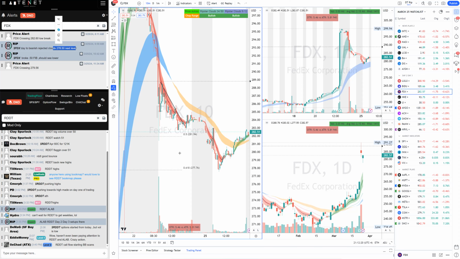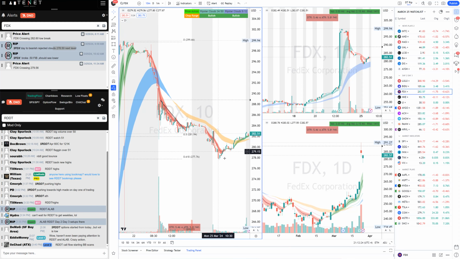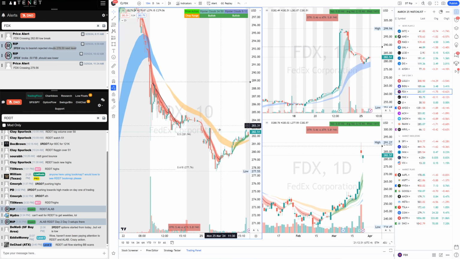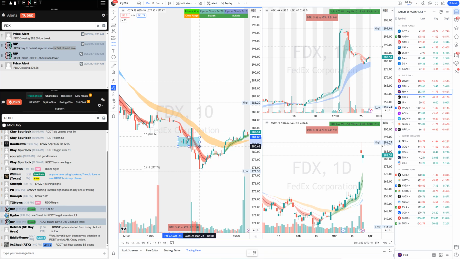This area, 278, 278.50, is a 61.8 Fibonacci level. So when it starts to hold here, you need to get out. Your best entries are here, right at open. Those are your best entries on such rejections. This is your best entry.